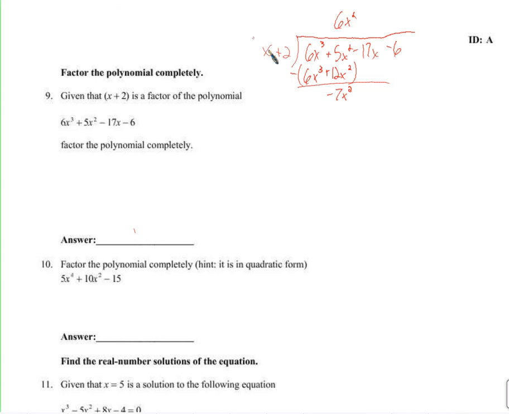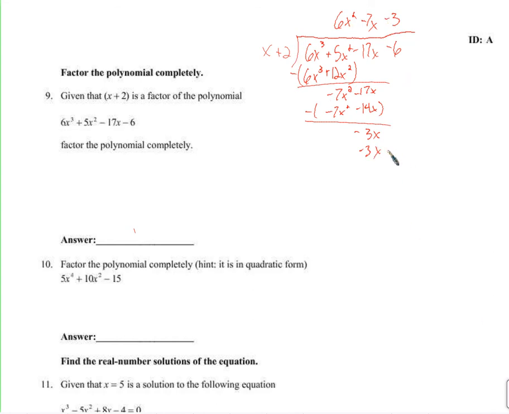Then what will multiply by x to give you negative 7x squared? Negative 7x. Negative 7x times x is negative 7x squared. We'll bring down this negative 17x. Negative 7x times 2 is negative 14x. Subtract, and we get negative 3x. What multiplies by x to give negative 3x? Negative 3 does. Negative 3 times x is negative 3x.